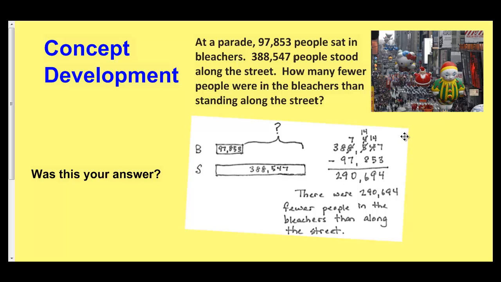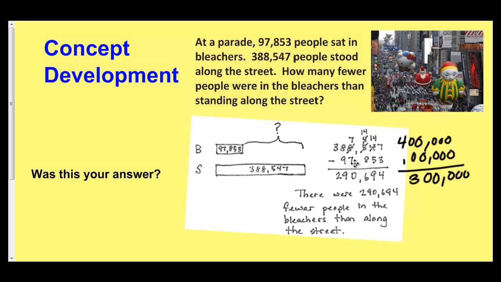The only thing this doesn't show is my estimate. You could have rounded to whatever you wanted to. I would have said 100,000 people were on the street and about 100,000 in the bleachers. So that would mean that there was about 300,000 fewer people in the bleachers. And since this is really close to my actual answer, I would say that my actual answer does make sense. And again, this is my statement.